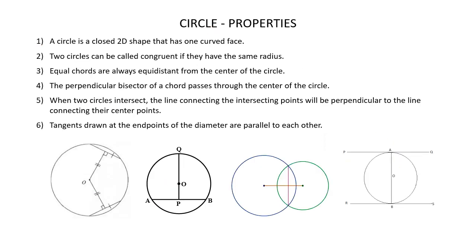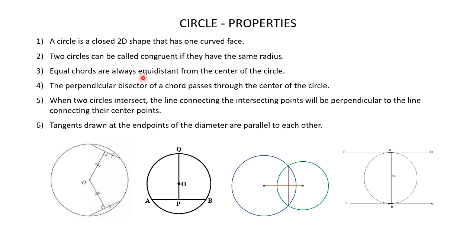Let's look at a few properties of circles. A circle is a closed 2D shape that has one curved face. Now this is the figure of a circle. As you can see, this is a 2D shape and this circle has one curve. Circles can be called congruent if they have the same radius. So if two circles have the same radius, then they are congruent or equal.